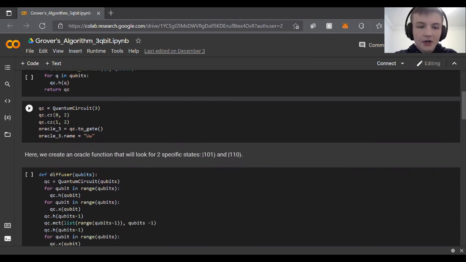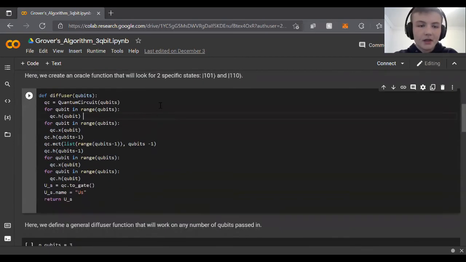We will apply a controlled Z with a control of 0 and a target of 2, which will look for this state, and a controlled Z with a control of 1 and a target of 2, which will look for this state. We will define this oracle as a gate and call it the unitary omega, which is the standard notation that we use for oracles.